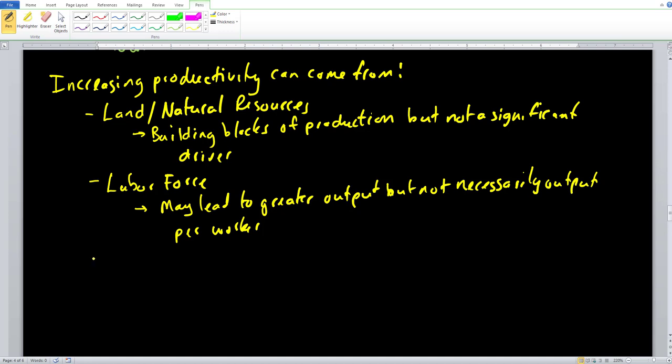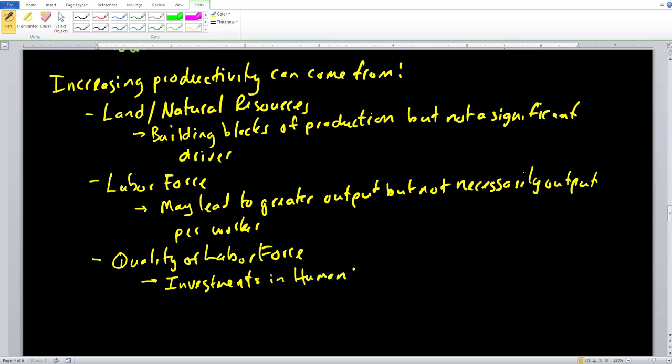What is important in terms of the labor force is exactly the quality of the labor force. The quality of the labor force refers to human capital. So exactly what does the labor force know how to do? Are they very smart? Do they have an education? What are their skills? The quality of the labor force is very important because the better educated workforce that we have, the more productive our people are going to be. The quality of the labor force comes from investments in human capital. And human capital is just improvements in the labor force.